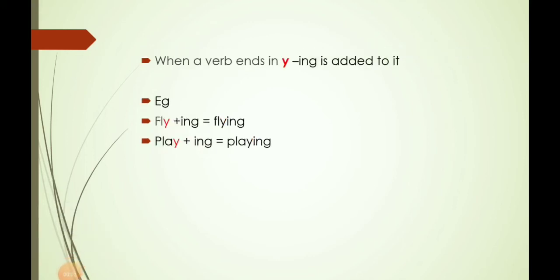Let's see the opposite case too. When a verb ends in y, ing is added to it. So when a verb already ends in y, there is no need to change the y. We will simply add ing to the word. Example, fly, the spelling is F-L-Y. When we add ing, it becomes flying. There is no change in the spelling.